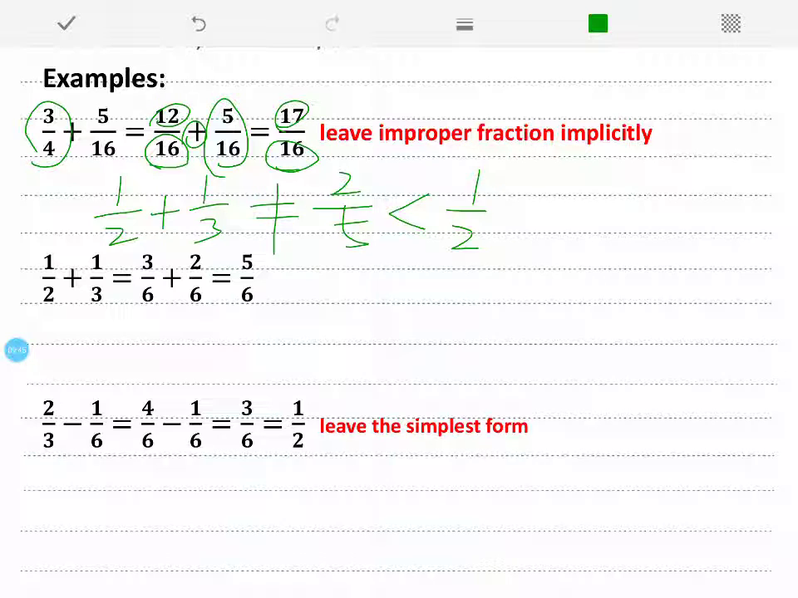So the next example is a half plus a third. The right way to calculate this: the smallest common multiple between 2 and 3 is 6. So a half becomes 3 over 6, since 2 times 3 equals 6 and 1 times 3 equals 3. Then plus 2 over 6. Now, you keep the same denominator 6. You add 3 and 2, which equals 5. So the final answer is 5 over 6. Never 2 over 5.